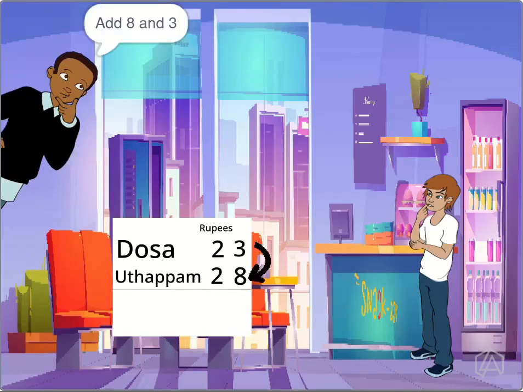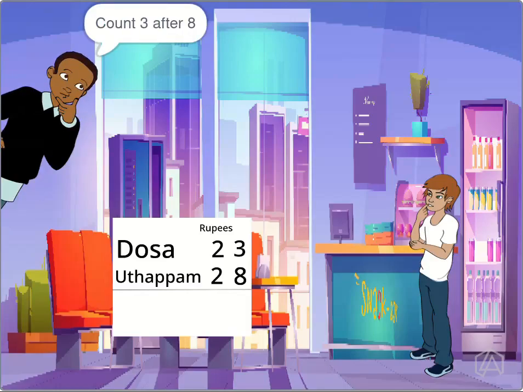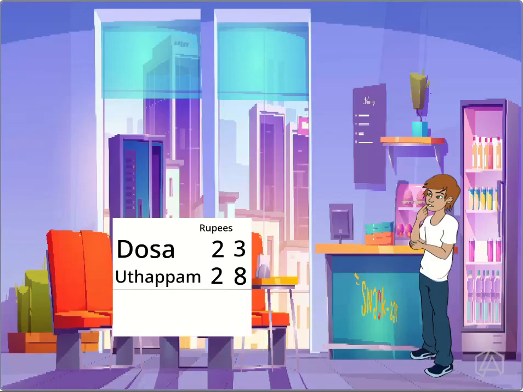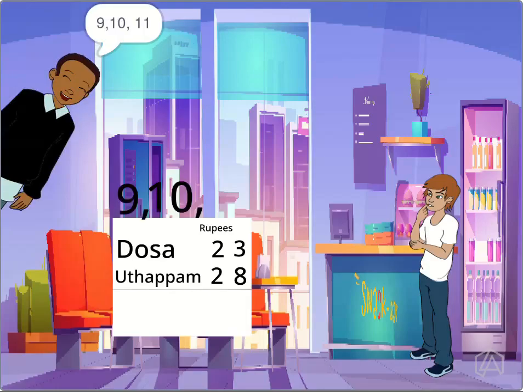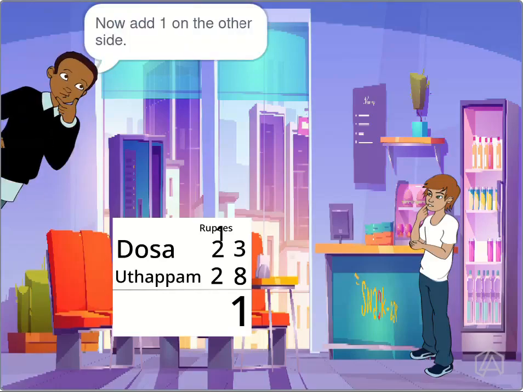Add 8 and 3. Count 3 after 8. 9, 10, 11. Now add 1 on the other side.